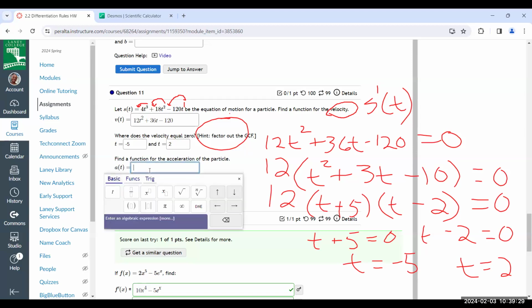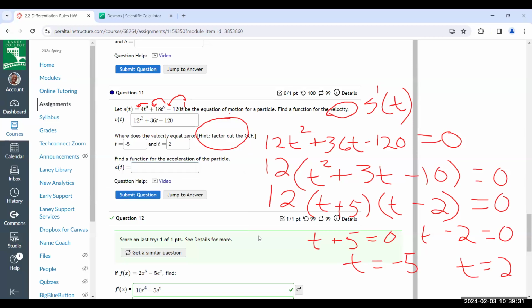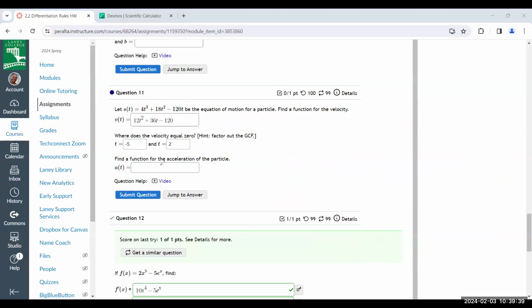And then for the last part of this, it says find the acceleration function. I'm going to get rid of all my writing. So for the last part, it says find the function for acceleration, which means we need the second derivative. So we're going to go to the first derivative and use the power rule on that. So like 2 drops to the front, 2 times 12 is 24. So I will have 24t.